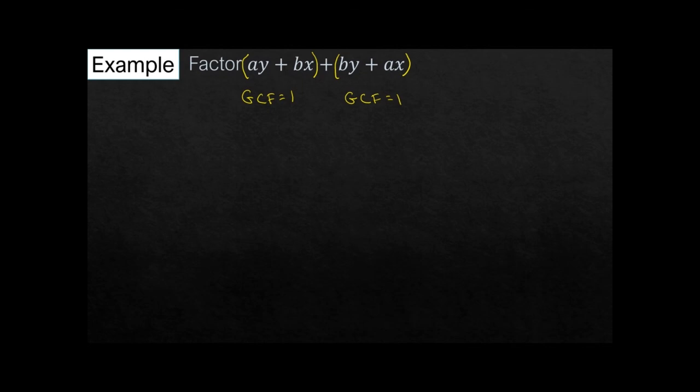So what we do in a case like this is we can rearrange it using the commutative property. That commutative property of addition allows us to rearrange. And we usually flip-flop the middle terms. So the bx and the by, I'm going to flip-flop those. So that gives ay plus by plus bx plus ax. And now I'm going to try to group.